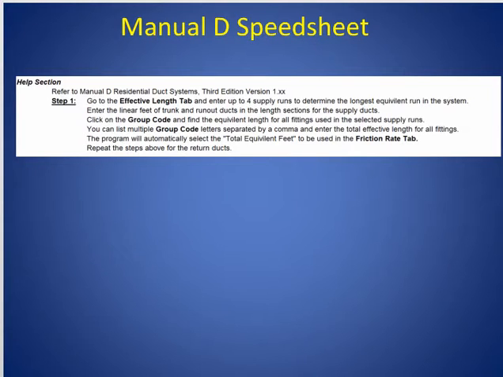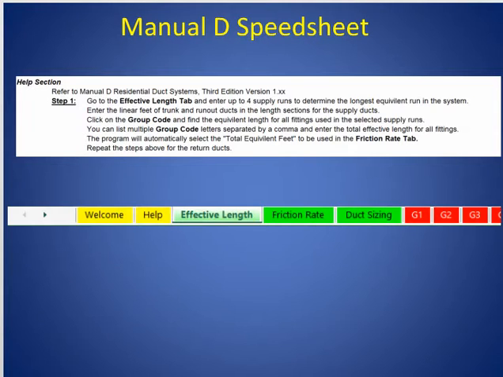Refer to Manual D Residential Duct Systems, 3rd edition, version 1. Well, we're really on version 2.0 now, but the sheet's still good for the 2.0. So step 1, go to the Effective Length tab and enter up to 4 supply runs to determine the longest equivalent run in the system. Hold on, we're going to look at the sheet in a second, so just let me finish reading this one and we'll get on to that.